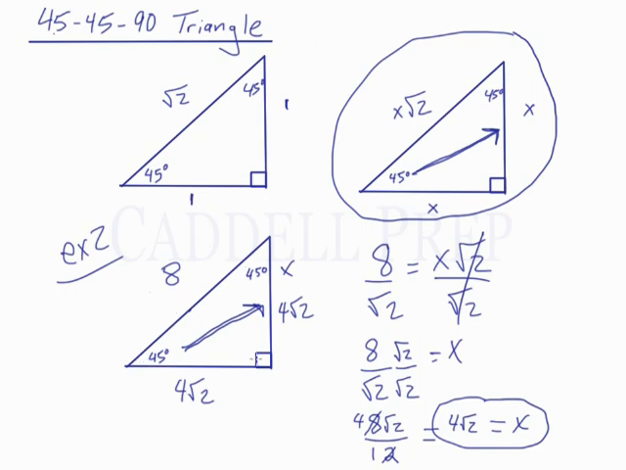So if we have a 45-45-90 triangle, and we're given one of the sides, just match it up with the corresponding side in our diagram, determine what x is, and then we could find the other sides.